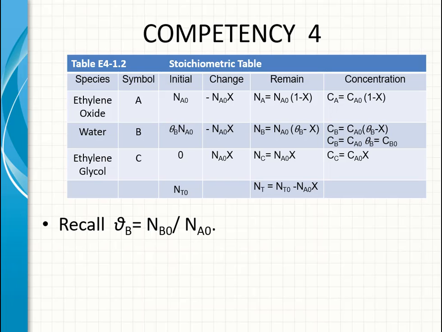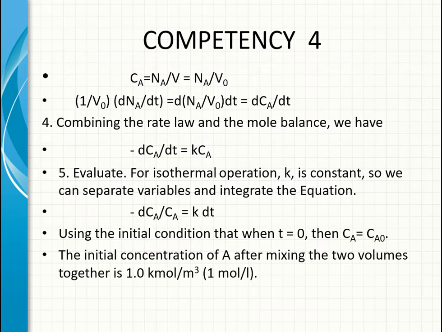And the concentration of B is going to be Cb equals Ca0 times theta B minus X. And for C, the concentration of C is going to be Ca0 times X, because Nc is equal to Na0 times X. They are in a relation 1 to 1. From here, the concentration of A, which is Na divided by V, is equal to Na divided by V0.